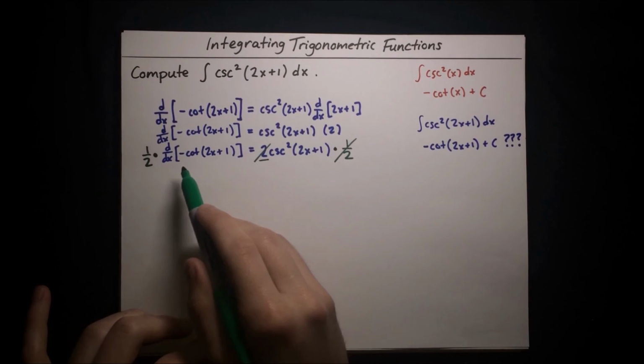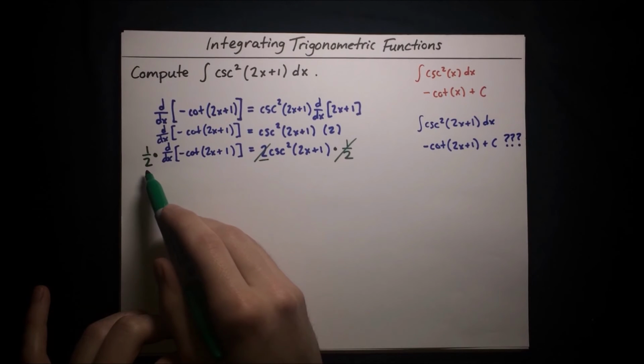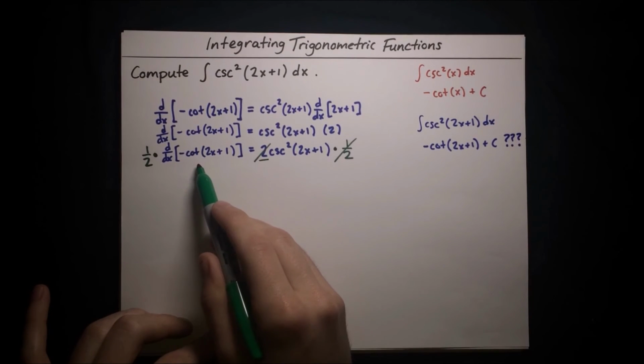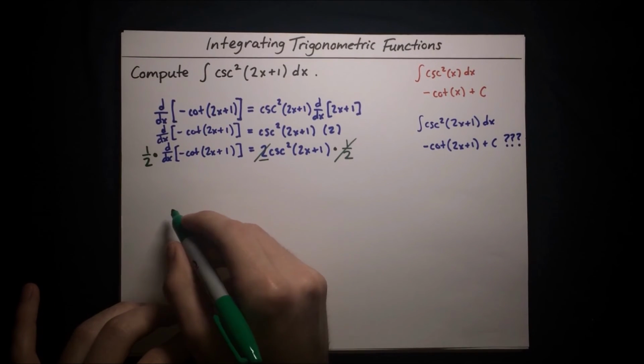But now on the left-hand side, we have a half times a derivative. And in order to solve the integral, we need to find a single function that when differentiated gives this result. Right now we have a half times the derivative of some function, but we really want everything to occur inside of the derivative. So can we just move that half inside of the derivative? Well, yes, that's one of the rules of derivatives. You can factor constants into or out of derivatives.